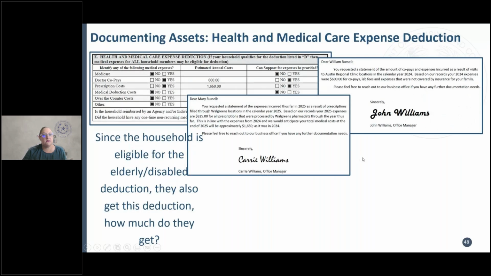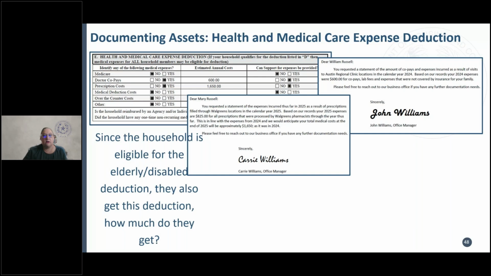So we've got some information from our household. Since the household is eligible for the elderly or disabled deduction, they also get this deduction. How much are they going to get? We can see there's some copays and some prescription costs. We've got our letters here to show that they spent $600 at the clinic for copays, lab fees, and expenses. And then they anticipate prescription costs based on prior years to be $1,650. So I'll let you look at that for just a second.